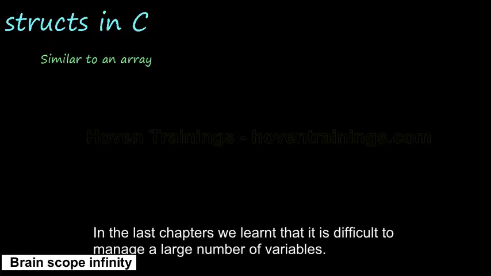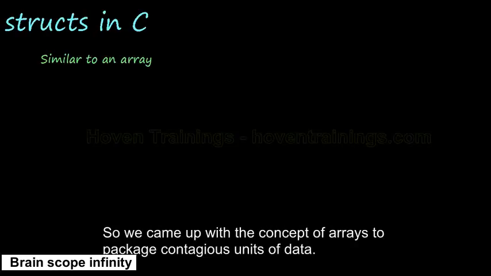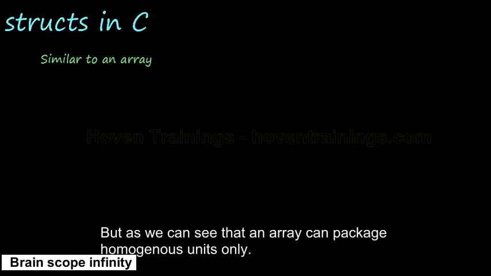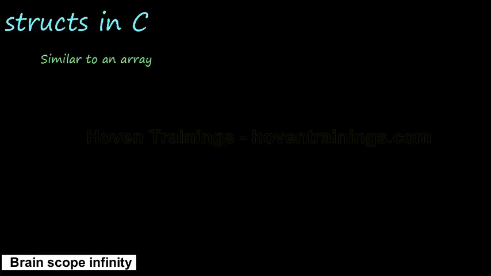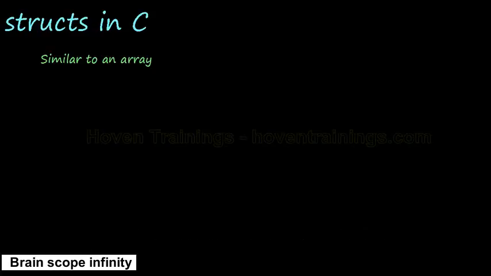In the last chapters, we learned that it is difficult to manage a large number of variables. So we came up with the concept of arrays to package contiguous units of data. But as we can see, an array can package homogeneous units only. If we have to add dissimilar items, then we need a struct.